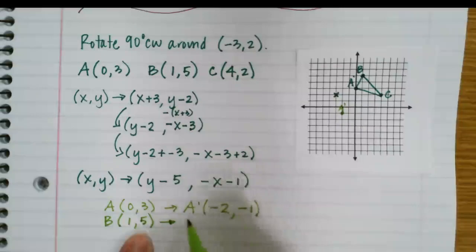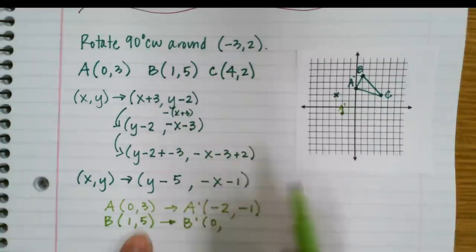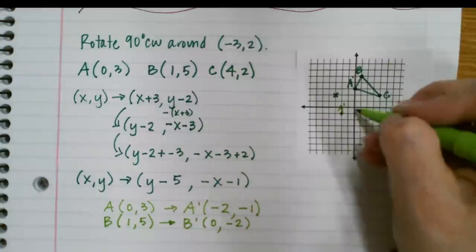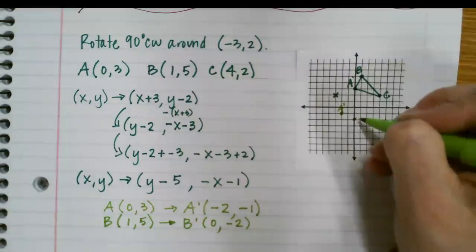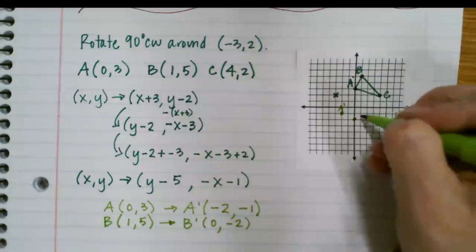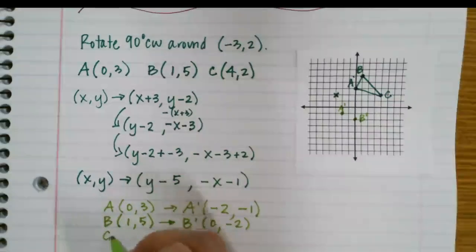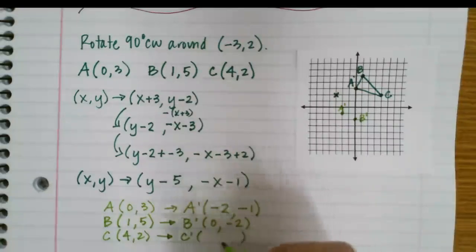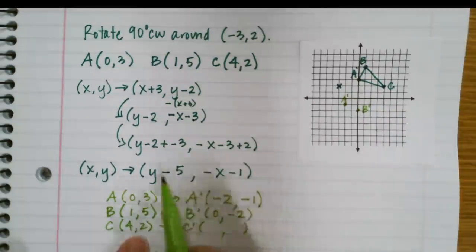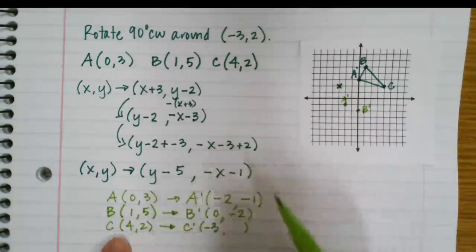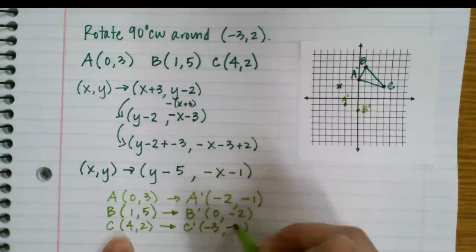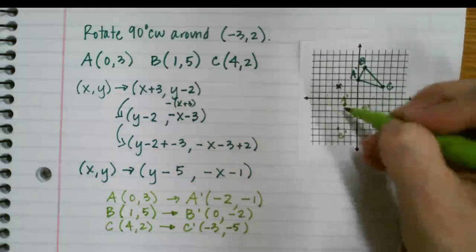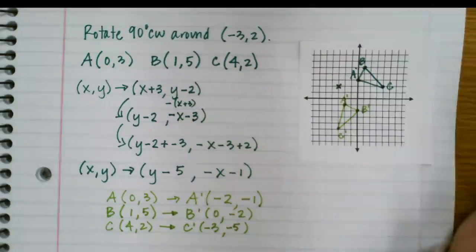So y minus 5 is going to be 0, and negative x minus 1 would be negative 2. So B is going to be 0, negative 2. So here's my B prime. All right, and then C was at the point 4, 2. So when I apply the final rule, 2 minus 5 is negative 3, and negative 4 minus 1 is negative 5. So C prime, 1, 2, 3, 4, 5, is going to be right down here. So this is what I end up with.